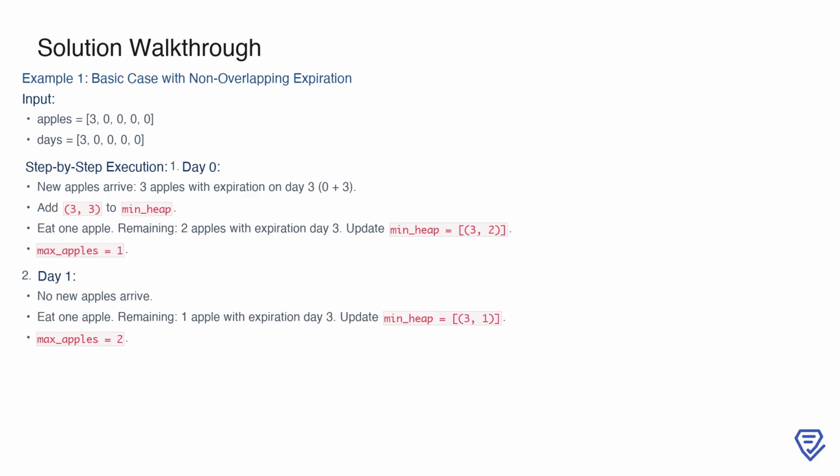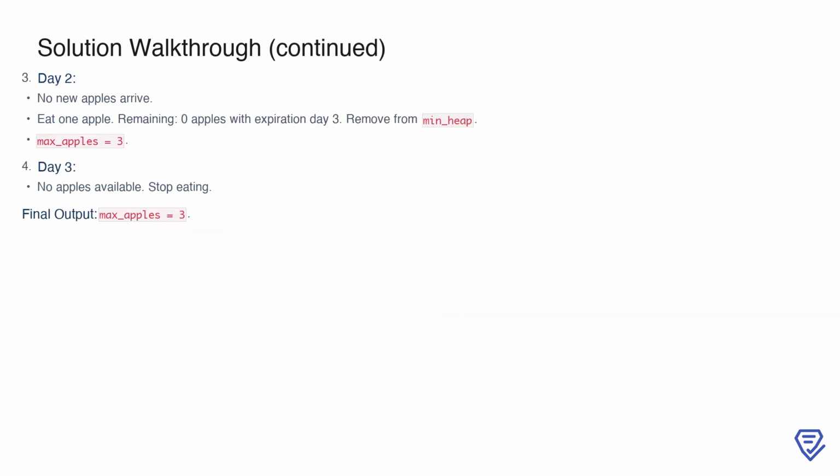On day 1, no new apples arrive, but we can eat one from the heap. This leaves one apple with an expiration day of 3, and the heap now reflects this as (3, 1). The total apples eaten increases to 2. On day 2, there are still no new apples arriving, but we eat the last remaining apple from the heap. After eating, the heap becomes empty because there are no apples left. The total count of apples eaten is now 3. By day 3, no apples are available to eat, so the process stops. The final count of apples eaten in this example is 3.